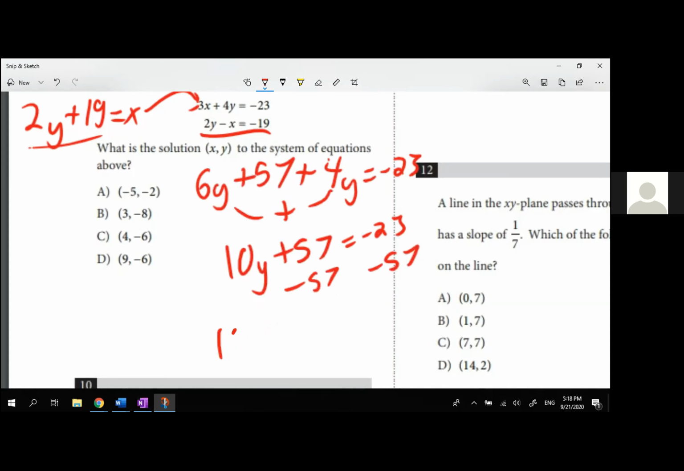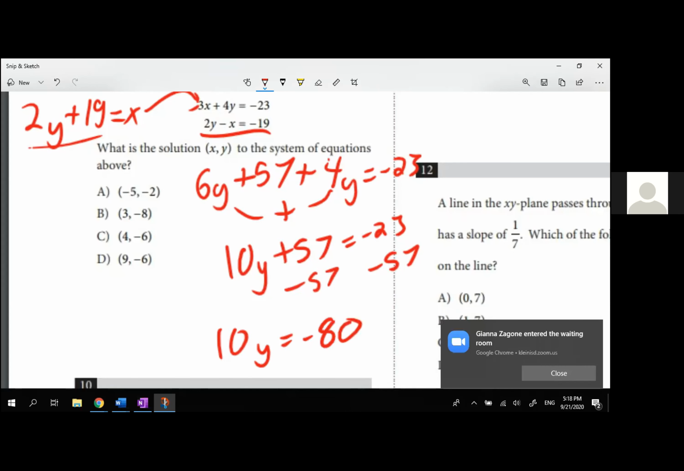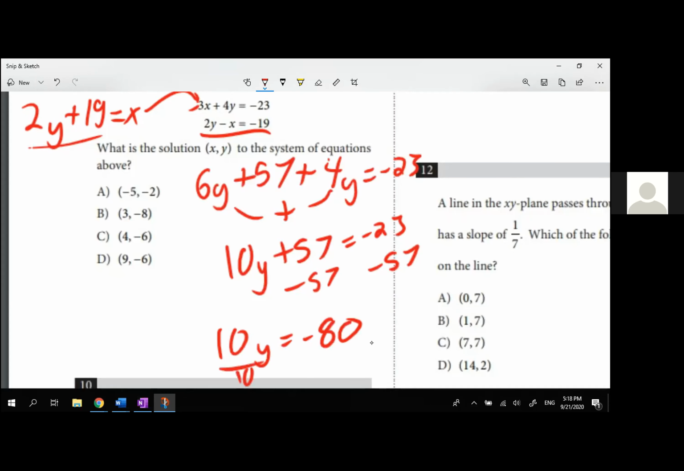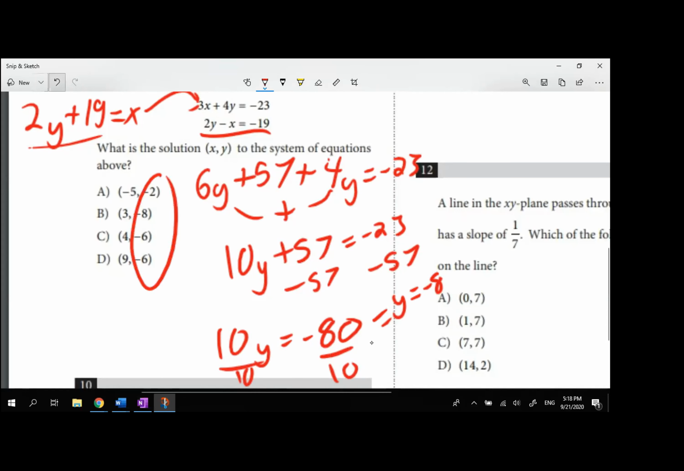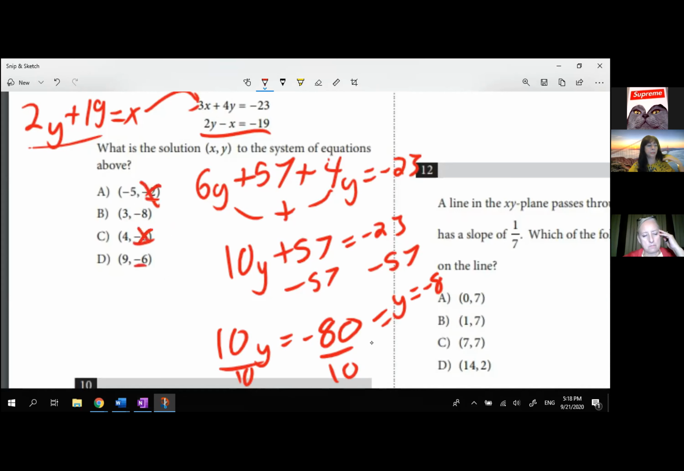So then we have 10y equals negative, I believe this comes out to be 80. So 10y equals negative 80. At this point, we have our answer, and we can divide by 10 on both sides. Divide by 10, and you get y equals negative 8. So we look at these values right here of 8. So negative 2, that's not a negative 8. That's not a negative 8. Negative 6, that's the correct answer here would be. Any questions on that one?